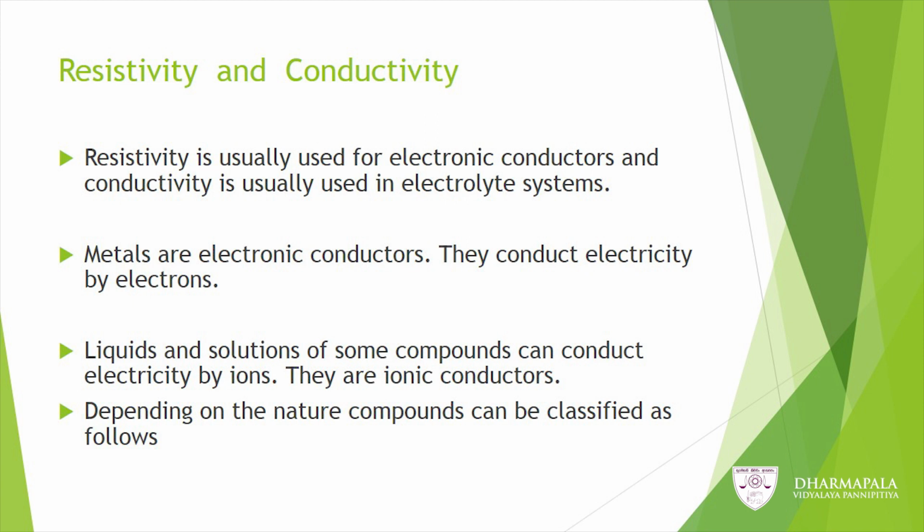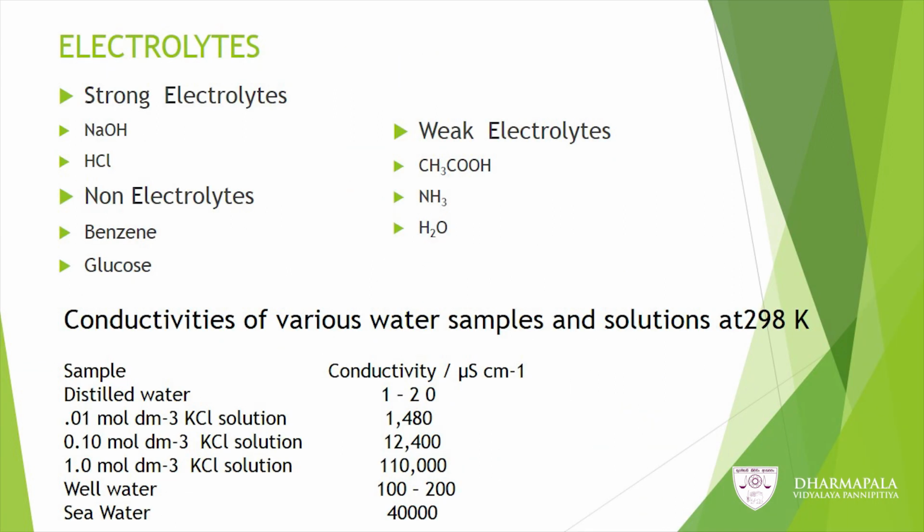Metals are electronic conductors. They conduct electricity by electrons. Liquids and solutions of some compounds can conduct electricity by ions. They are called ionic conductors. Depending on the nature of the compounds, they can be classified as follows. So, these electrolytes can be classified into 3 groups: strong electrolytes, non-electrolytes and weak electrolytes.